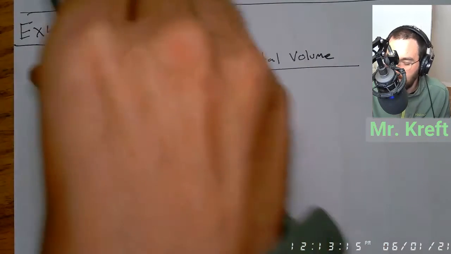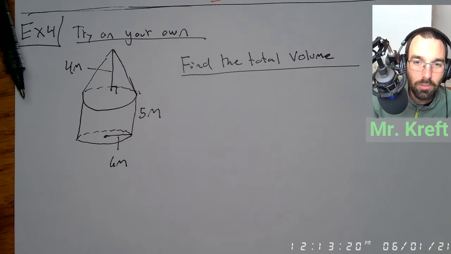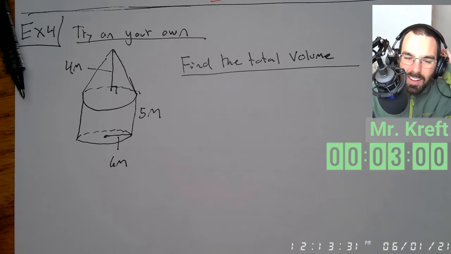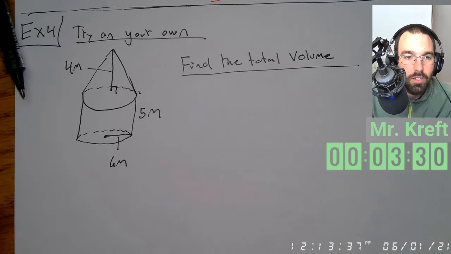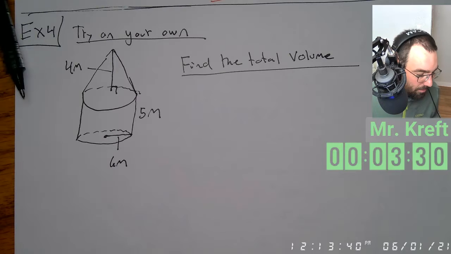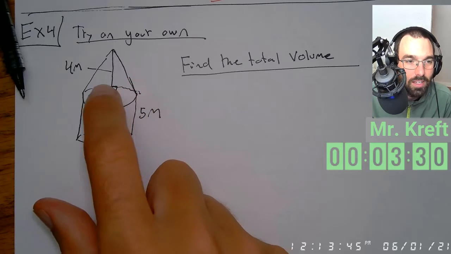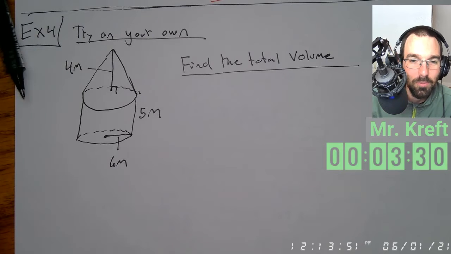So there is a challenge problem for you. This is a composite solid. There are 2 different shapes. I want to see if you can find the total volume. I'm going to give you a bit of time to work on this. Not 5 minutes. Let's try 3 minutes. Is 3 minutes going to be enough? I think 3 minutes is going to be enough. Let's do 3:30. So you have to find the volume of the 2 smaller shapes. I'll help you out. There is a cone and there's a cylinder. Let's see if we can put that all together to find the total volume. Make sure you use correct units.